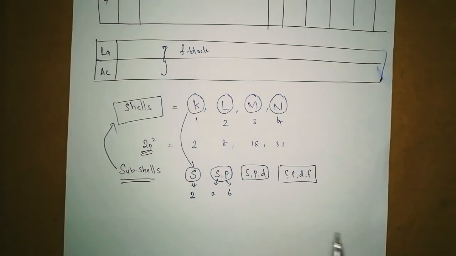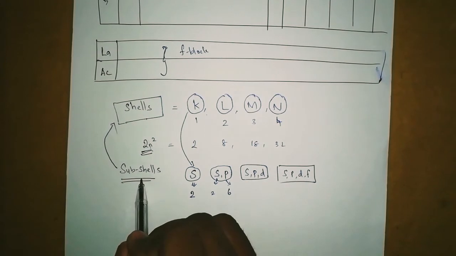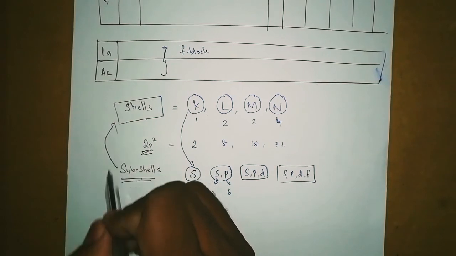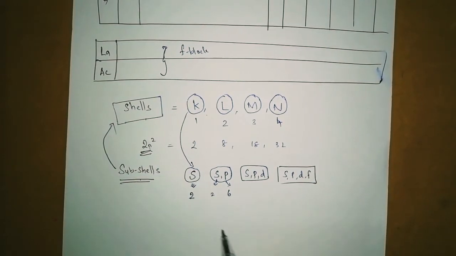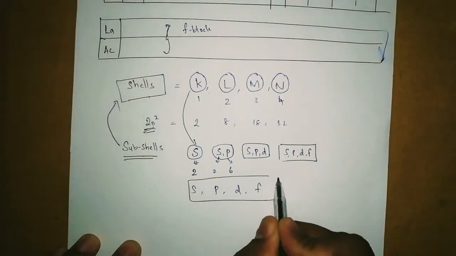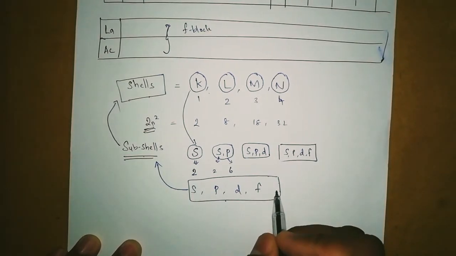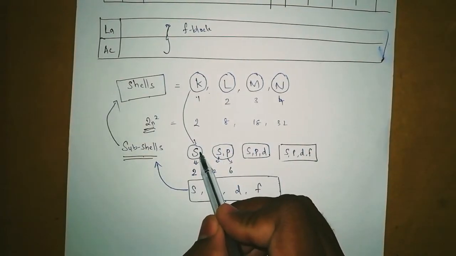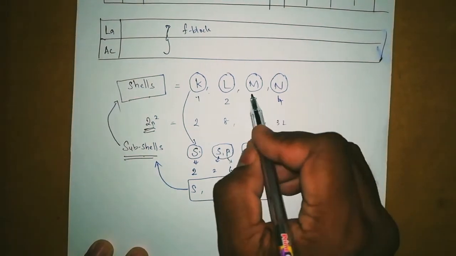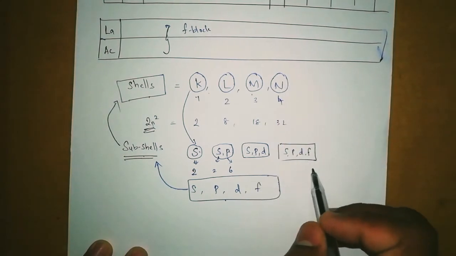I repeat once again: K, L, M are shells, and we are talking about subshells. Subshells are present inside the shell. What are they? S, P, D and F. In the K shell only one subshell is there, that is S. Inside the L shell there are S and P. Inside M all three subshells S, P, D. Inside N there are S, P, D and F.